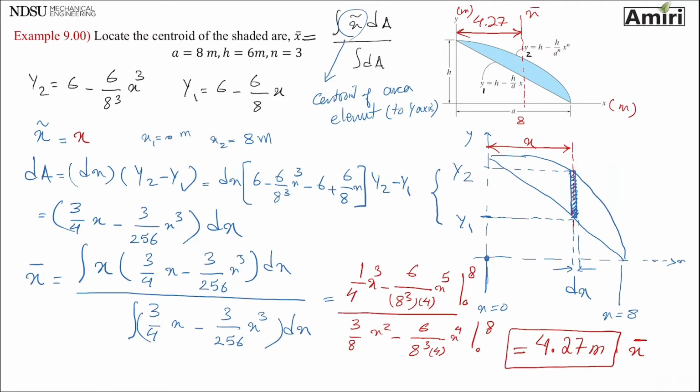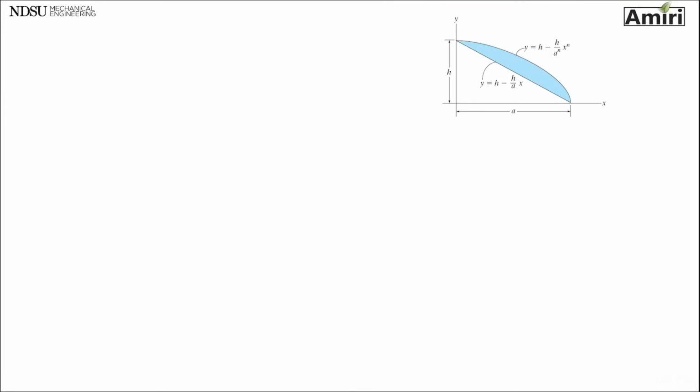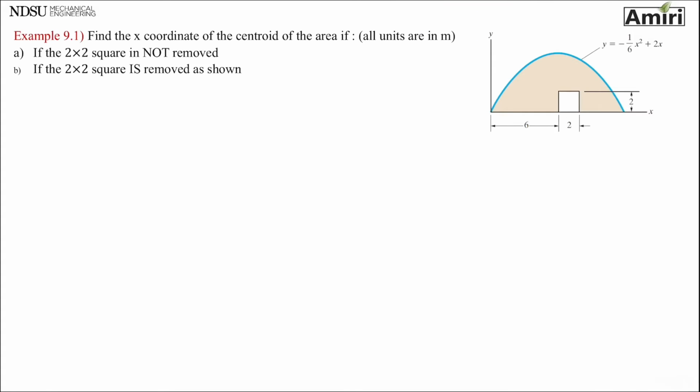Okay. Let's look at another example. Find the x coordinate of the centroid of the area if the 2 by 2 square is not removed. Okay, so part A is just the normal find this shaded area problem. Okay, let's only focus on part A.